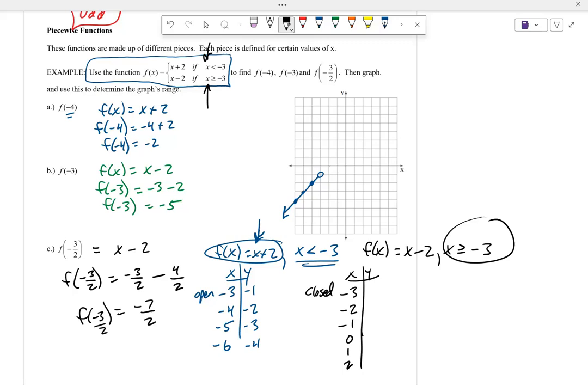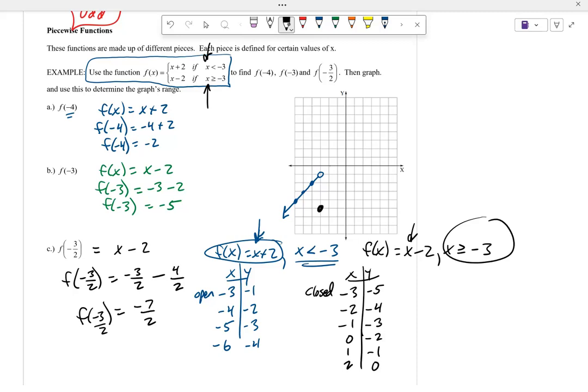I'm going to plug in the negative 3 minus 2. I get negative 5. I'm going to plug in the negative 2 minus 2, which is negative 4. Negative 1 minus 2. 0 minus 2. 1 minus 2. And 2 minus 2. So negative 3 comma negative 5. I'm going to plot that.